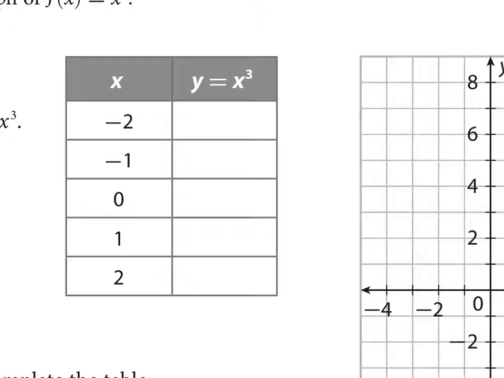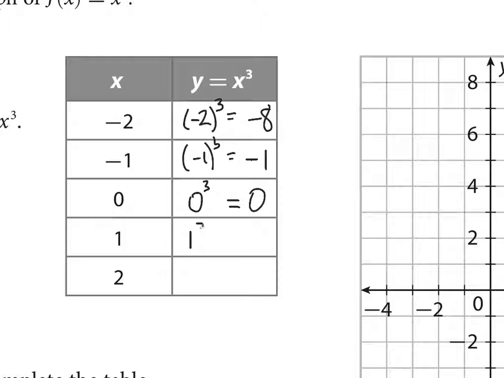To graph a cubic, we are simply going to make a table and substitute in some values, -2, -1, 0, 1, and 2. So if I substitute in -2 to the third power, I get -8. If I substitute in -1 to the third power, I get -1, and so forth. 0 to the third power is simply 0, 1 to the third is 1, and 2 to the third is 8. So let's go over to our graph and plot these points.